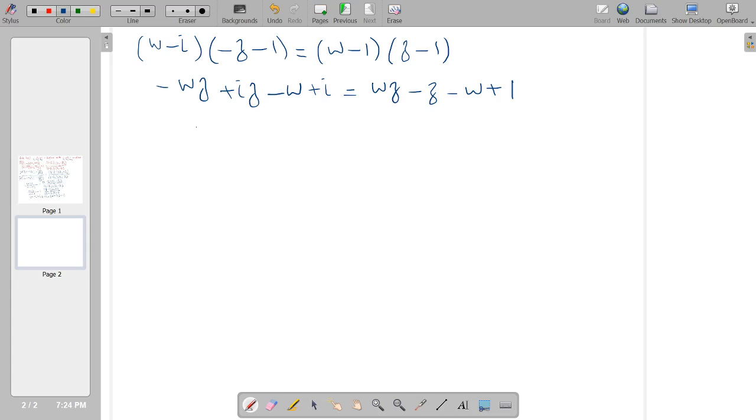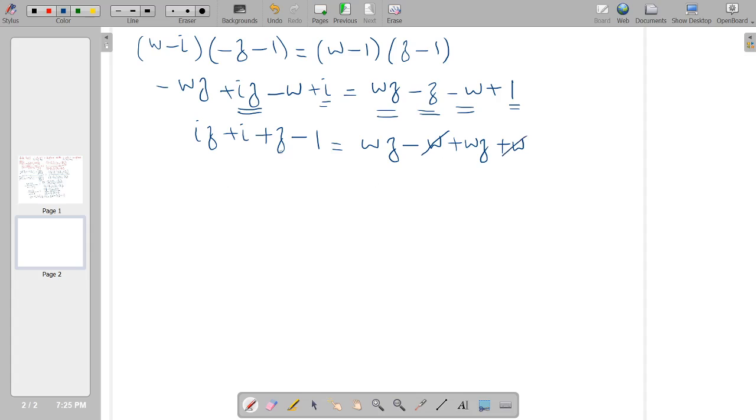As usual, I will put the terms containing z on one side: iz plus i, I retain these two terms. I bring these two terms to the other side, plus z minus 1. Now I will retain the terms like this: wz minus w, these two terms are retained, and when I bring the other two terms I will have plus wz plus w. Here plus w and minus w get cancelled.